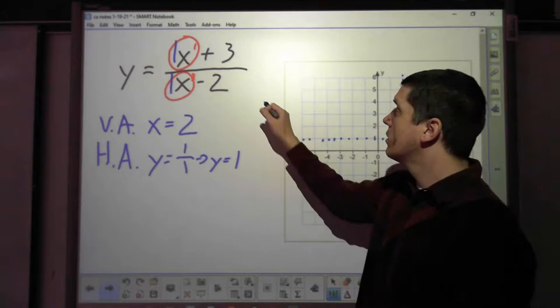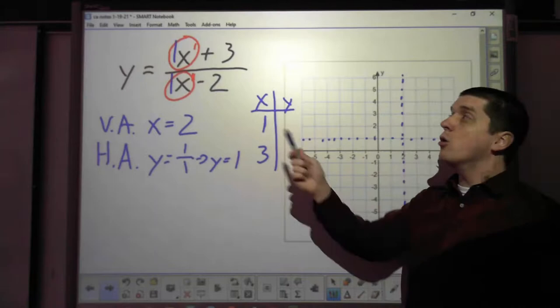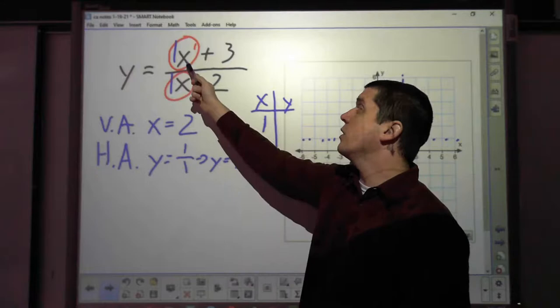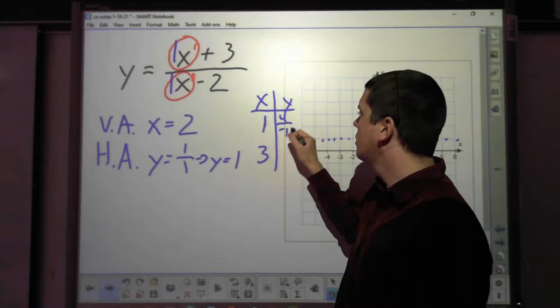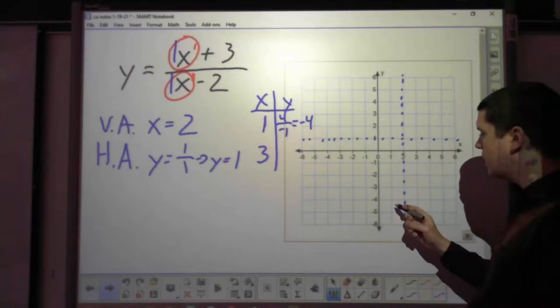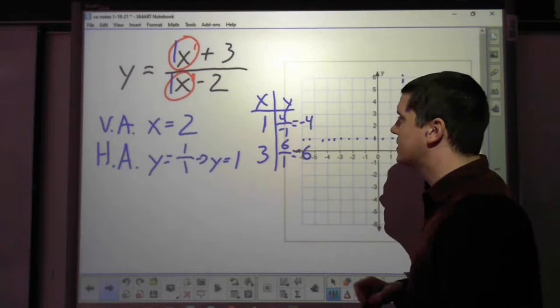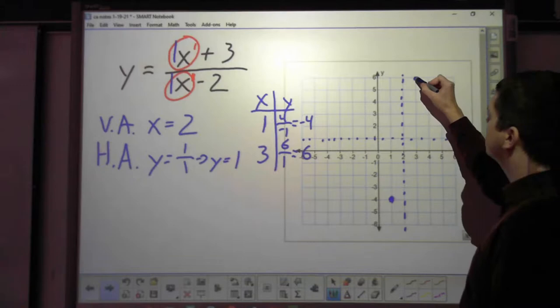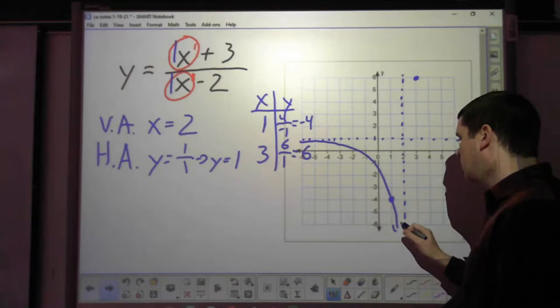Now we can test some points. So I can plug in 1 and 3. Now notice, again, I have x in both the top and bottom. So I do need to make sure I'm doing that math here. This is going to be 4 over negative 1. So with 4 over negative 1, that's going to be negative 4. So 1 comma negative 4 is all the way down there. When I plug in 3, that's going to be 6 over 1, which is simply just 6. So then 3, 6 is up there. Again, now I know it's down here. I know it's up there. We should try to go through those points, but if it's not perfect, it's not that big of a deal to me.